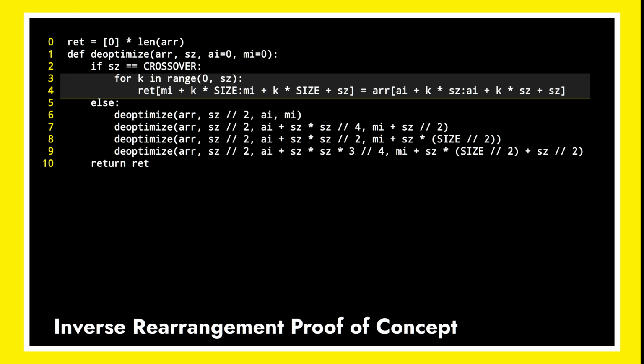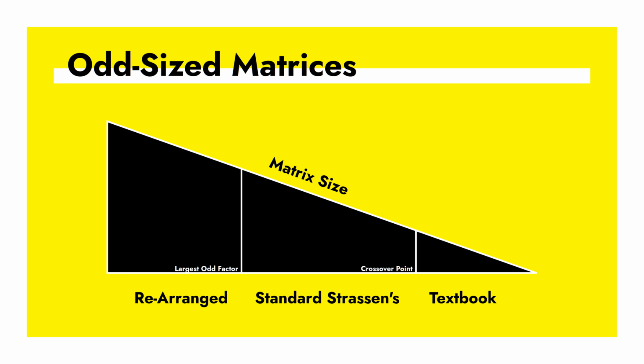My test cases are definitely the best case scenario for this optimization, but there are ways to use this technique on matrices of different shapes. We can stop rearranging the matrix at the point where a submatrix has an odd dimension, and then use the previous iteration of the algorithm at that point instead of our crossover point. Then cross over to the textbook implementation as usual at our crossover point.